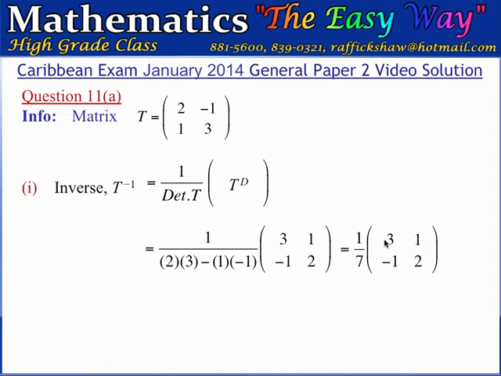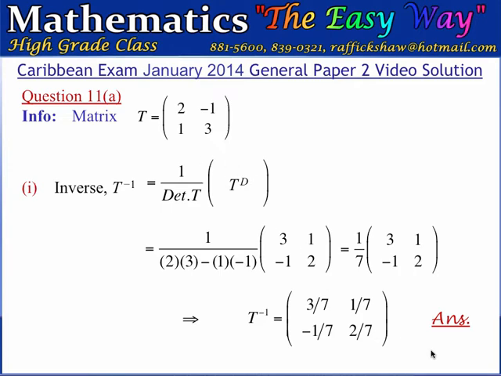To finalize this calculation, we divide each of the elements here by 7. So let's show that. And this is it. T to the minus 1 becomes equal to 3 divided by 7, which is this, 1 divided by 7, which is this, negative 1 divided by 7, which is this, and 2 divided by 7, which is this. And so this is the matrix T to the minus 1, the inverse of the matrix T.